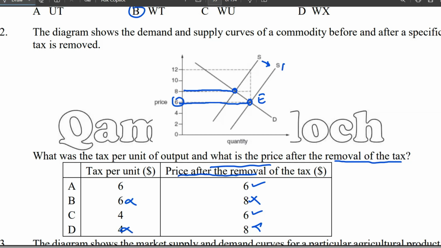And what should be the per unit tax? Per unit tax or per unit subsidy is the vertical gap between the two supply curves. This vertical gap is equal to the gap from 12 to 6. So 12 minus 6 is equal to 6. So per unit tax is also 6. So option A is the correct answer.